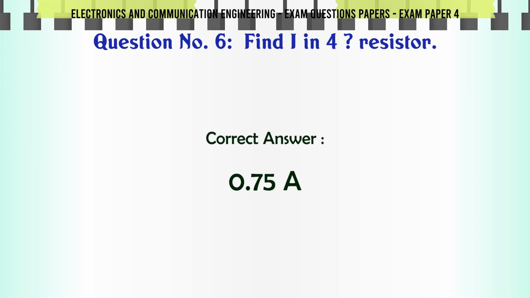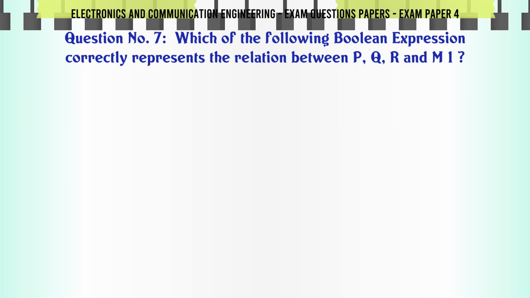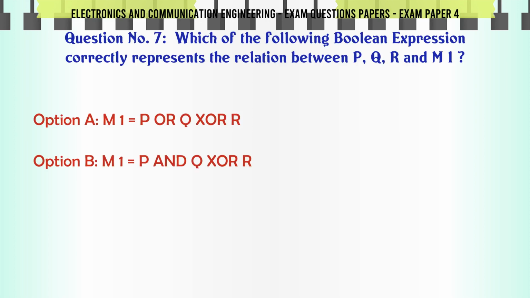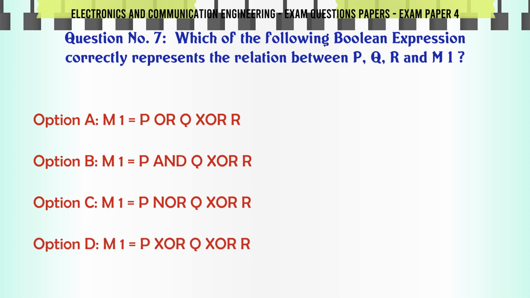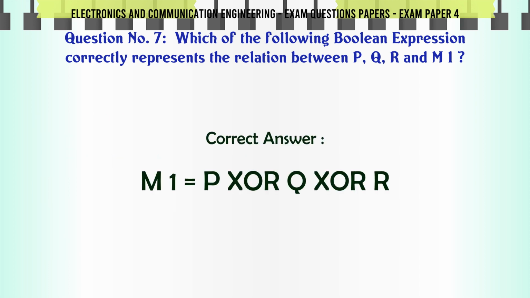The correct answer is 0.75A. Which of the following Boolean expressions correctly represents the relation between P, Q, R and M1? A. M1 = P or Q XOR R, B. M1 = P and Q XOR R, C. M1 = P nor Q XOR R, D. M1 = P XOR Q XOR R. The correct answer is M1 = P XOR Q XOR R.